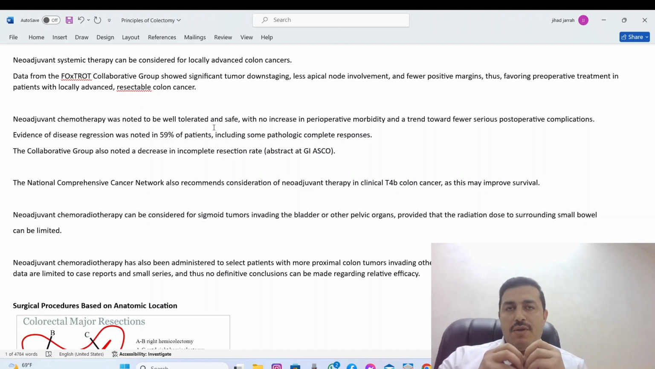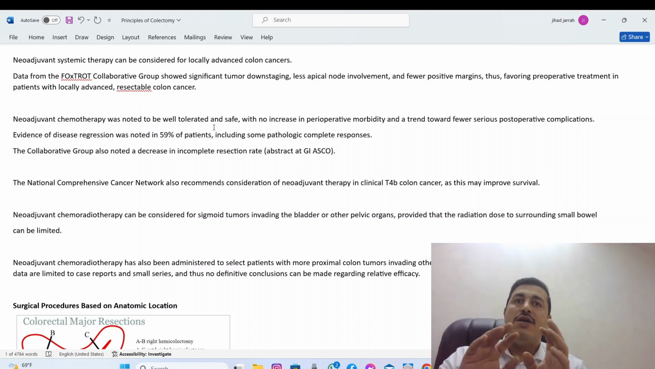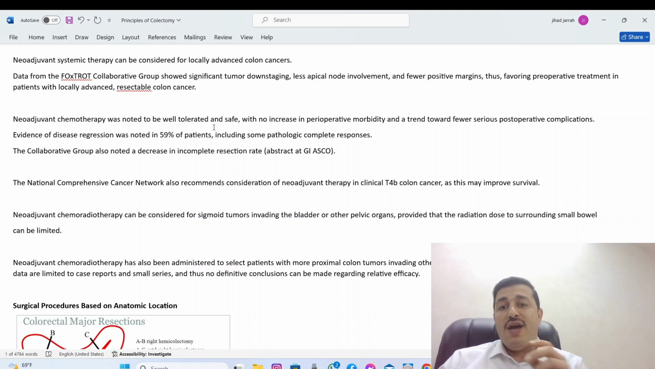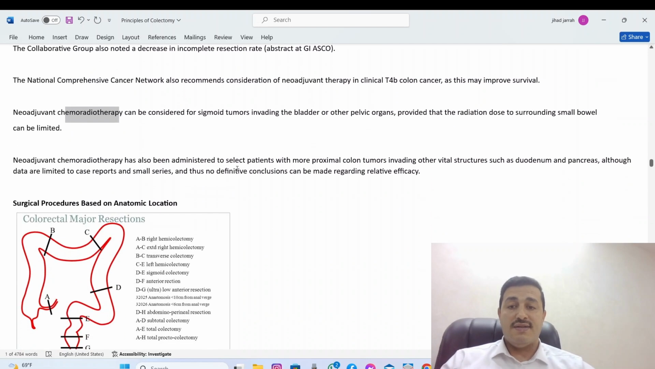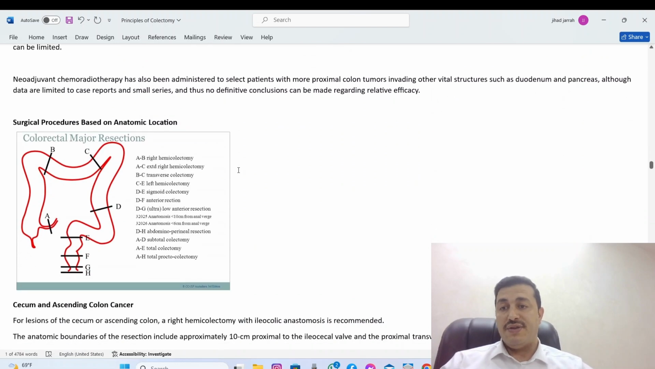Actually, as simple information, for locally advanced tumors we need neoadjuvant chemotherapy. If we move down to the sigmoid and rectum, neoadjuvant chemoradiotherapy. In the colon, we do not want to expose the small bowel to radiation, so neoadjuvant chemotherapy is enough. While if we have a sigmoid tumor that involves pelvic organs, we can proceed to chemoradiotherapy, but this is a different entity. We will discuss it in a different lecture.